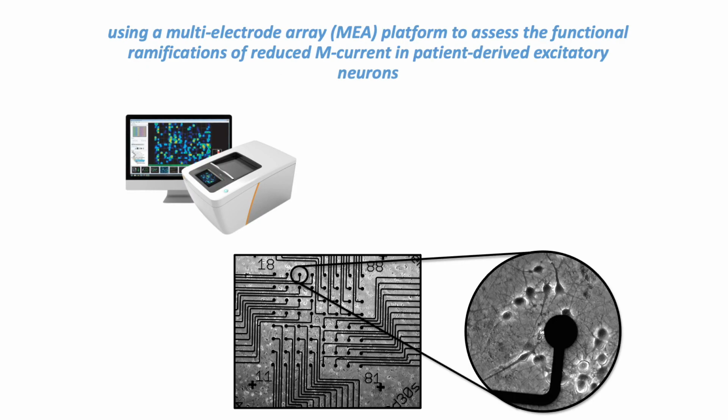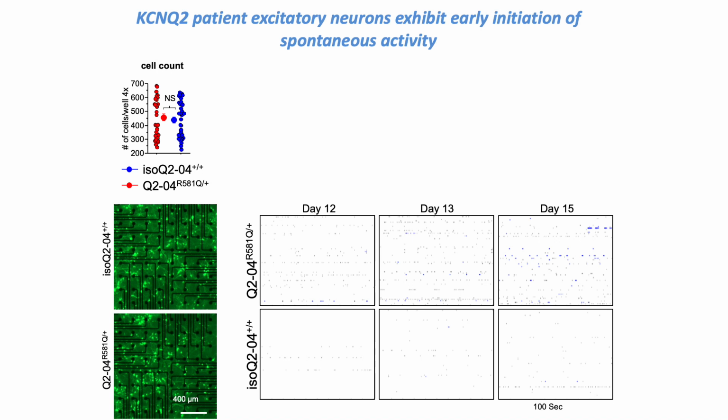One of the platforms we used to interrogate the excitatory neurons derived from this patient was the multi-electrode array, which allows us to record spontaneous activity from populations of neurons across a period of time in vitro, during which the neurons are continuously maturing and developing a functional network. This is some of the primary data.